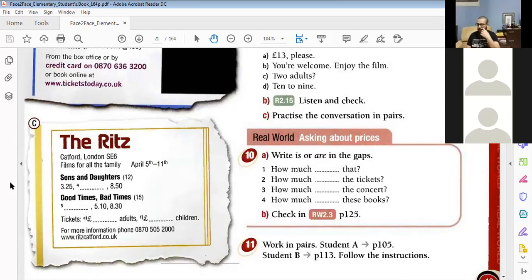Welcome to the Ritz Cinema Information and Booking Line. Here are the films showing at this cinema from Friday, April the 5th to Thursday, April the 11th. Sons and Daughters, Certificate 12, showing at 3:25, 5:40, and 8:50 p.m. Good Times, Bad Times, Certificate 15, showing at 2:50, 5:10, and 8:30 p.m. To hear these times again, say, Yes, please, after the tone.